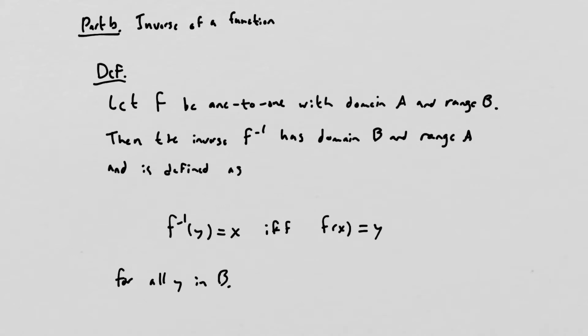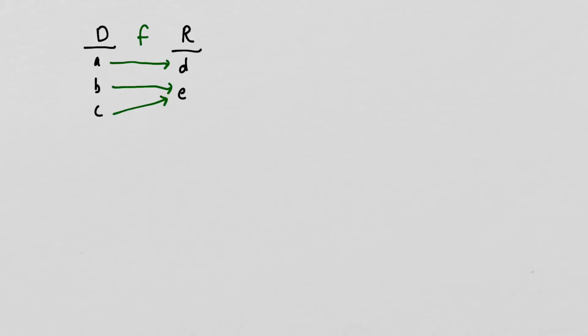Let's look at a simple example of why we need this condition to be 1 to 1. Suppose we had a function whose domain was given by the following and whose range is given by the following, which isn't 1 to 1. Let's try to define the inverse of this function, which we'll call f. In this case, the domain of f inverse is going to be given by d and e, and the range of f inverse is going to be given by a, b, and c. Here we have d would go to a, and then e would go to b, and e would also go to c.